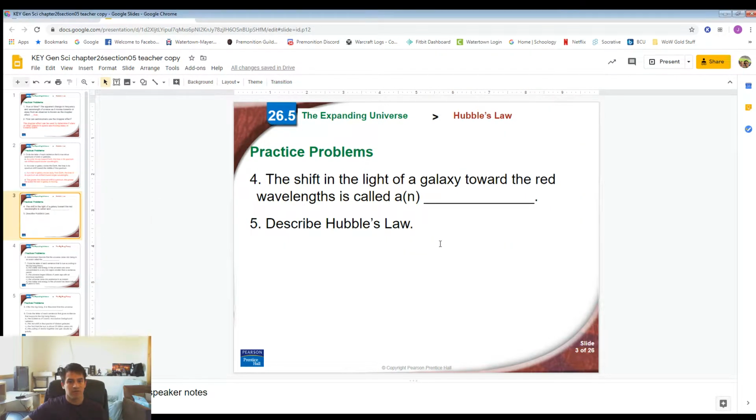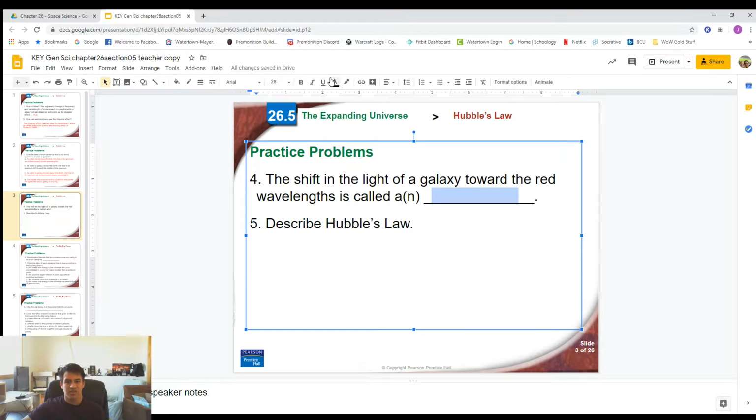All right. Number 4, the shift in the light of a galaxy toward the red wavelengths is called a Doppler Redshift. Okay, so shift towards the red wavelengths is called a Doppler Redshift. Number 5, describe Hubble's law.